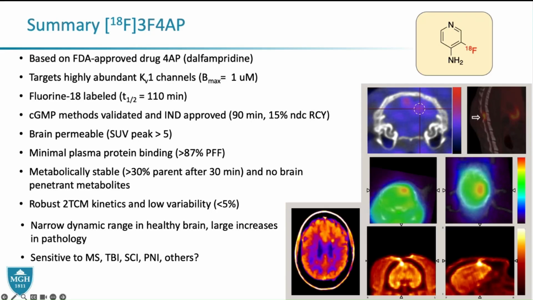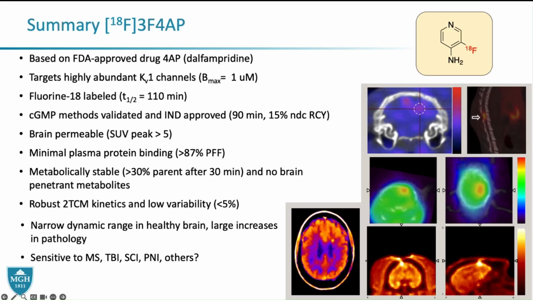So I want to summarize by saying that 3-F-4-AP is based on an FDA-approved drug called dalfampridine, 4-aminopyridine. It binds to voltage-gated potassium channels, which are highly abundant in the brain. It's labeled with F18, which has some advantages for PET, the longer half-life. We have the method validated both on main campus and at Martinos. It's brain permeable, has minimal plasma protein binding, is pretty metabolically stable, and there are no brain-penetrant metabolites. It has robust two-tissue compartment modeling kinetics with low variability.